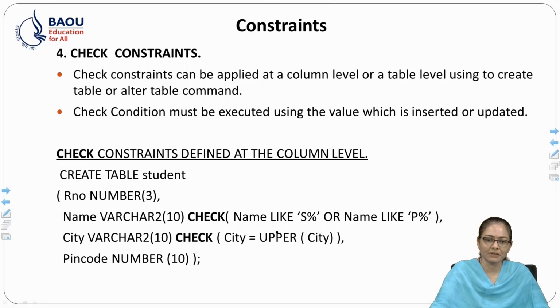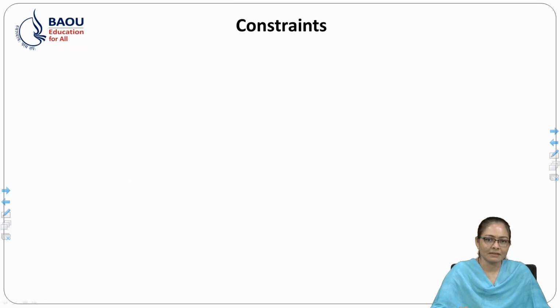Upper is a function name, we will see it in a later session. The upper in brackets city means if we put a value in city, it converts it into an uppercase letter or a capital letter. At the end, pin code, number and the size, and then the bracket is over. So here we see the check constraint applied like this. Now, the check constraint defined at the table level.